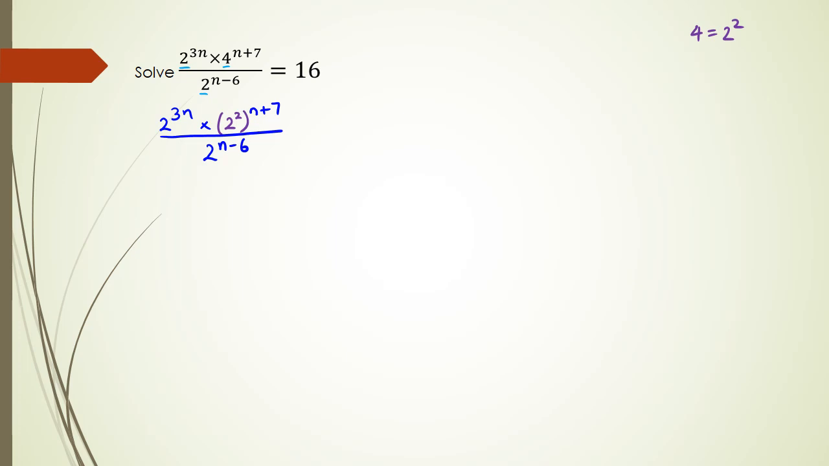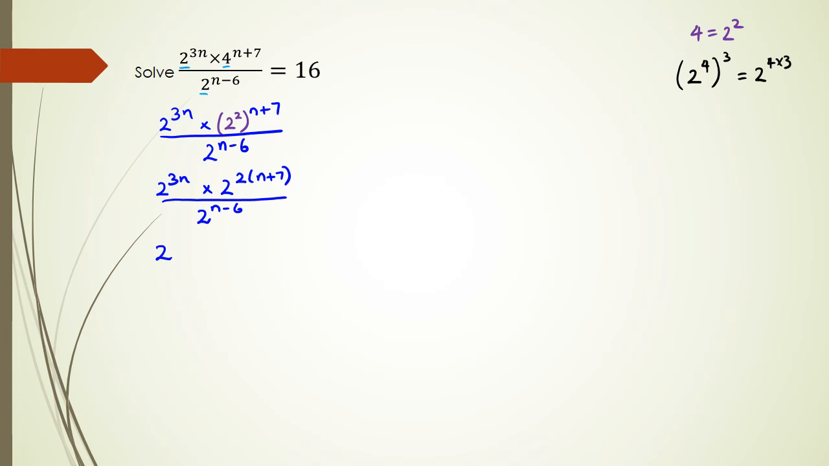The next step is to combine the 2 and n plus 7. Remember that if you have something like 2 to the power of 4, just as an example, to the power of 3, this could be written as 2 to the power of 4 times 3, according to powers of powers. So in this step, I'll leave 2 to the power of 3n as it is, but then 2 to the power of 2 multiplied by n plus 7. It's really important that you put the brackets, because that 2 actually gets multiplied by 7 as well. In the denominator, nothing changes, we leave it as 2 to the power of n minus 6.